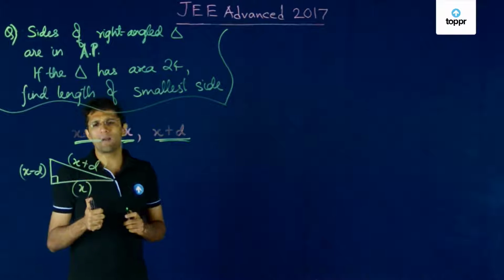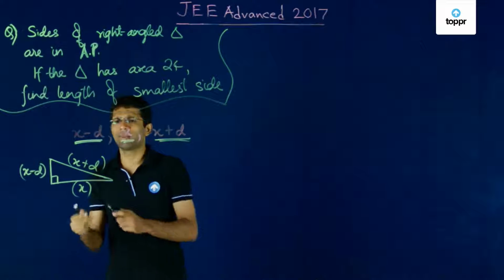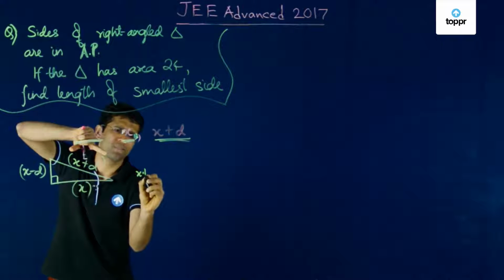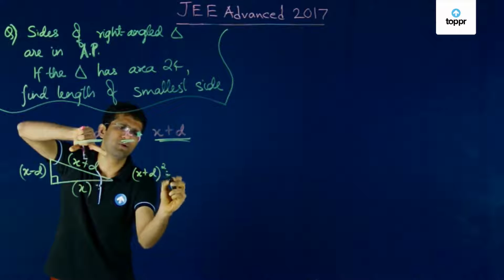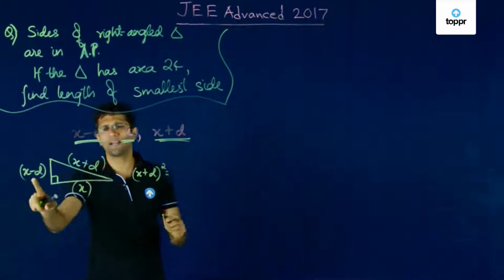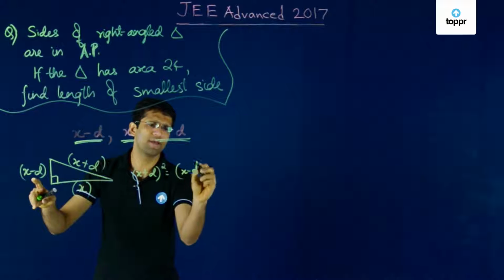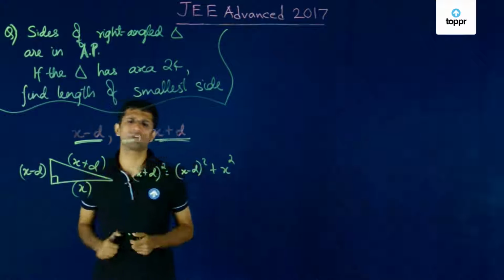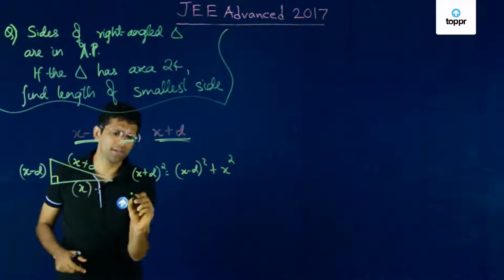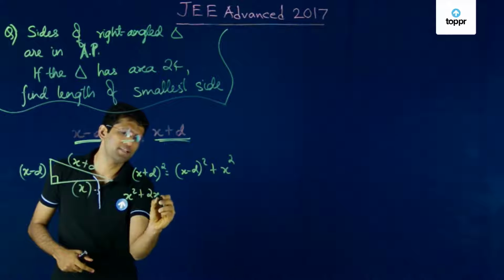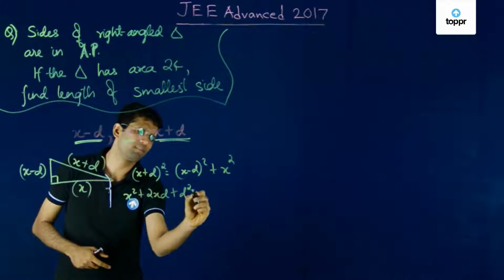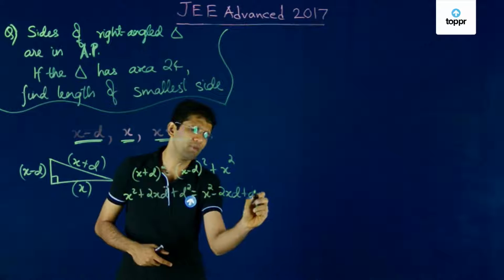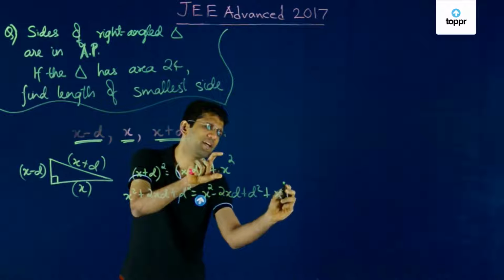Now note that because this is a right angle triangle, we can apply Pythagoras theorem to it, and so hypotenuse square, that is x plus d the whole square, is equal to the sum of squares of the two other sides. So we can write x minus d the whole square plus x square. Now if we expand this, we get x square plus 2xd plus d square is equal to x square minus 2xd plus d square plus this x square which is retained.